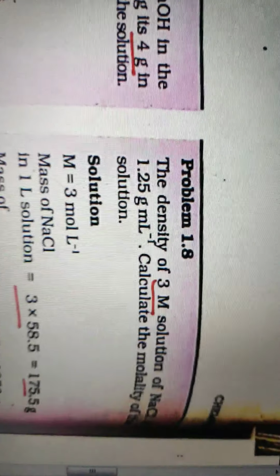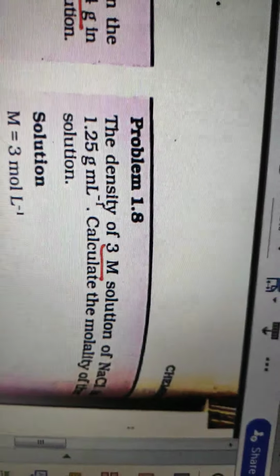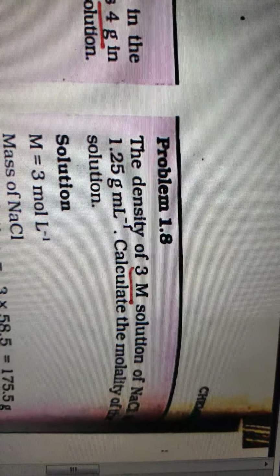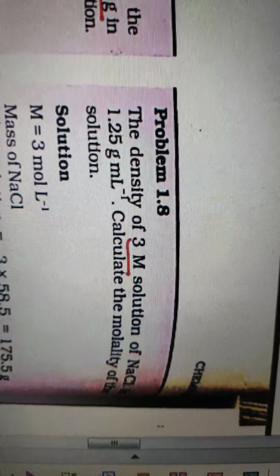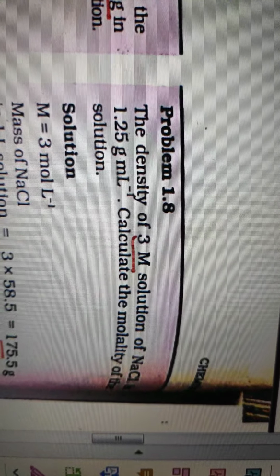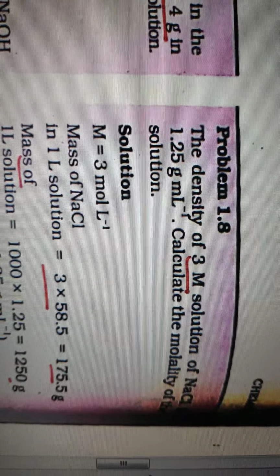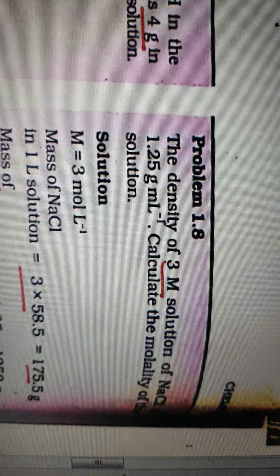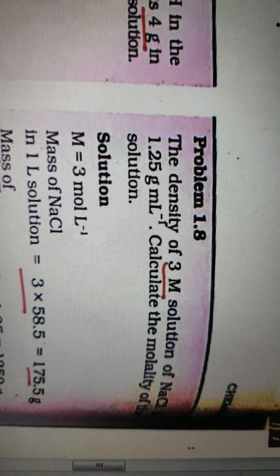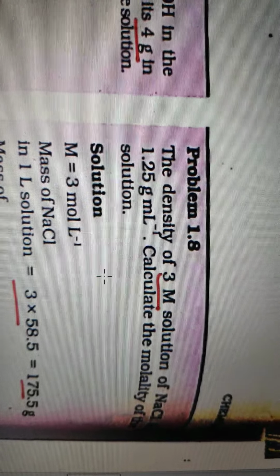The density of 3m solution of NaCl is 1.25 grams per liter. Calculate the molality of the solution. So here please read the question properly. They are asking you to calculate the molality. Put up the formula. Molality is equal to number of moles of solute, mass of solute upon molar mass, into mass of solvent in grams into 1000. Here the mass of solvent is not given. Molarity is given and moles are given and density is given. So you have to find out the mass of solvent.